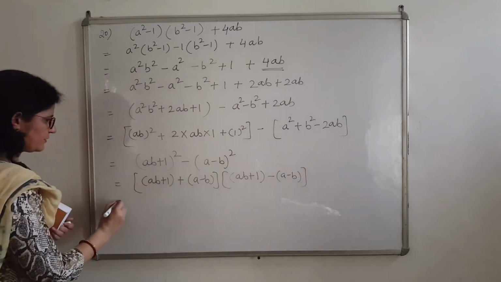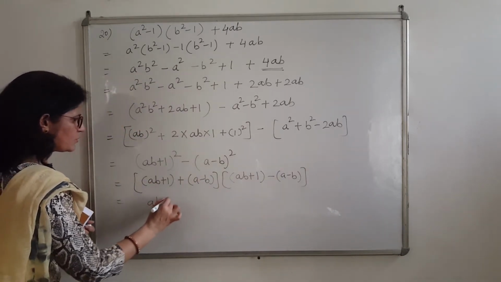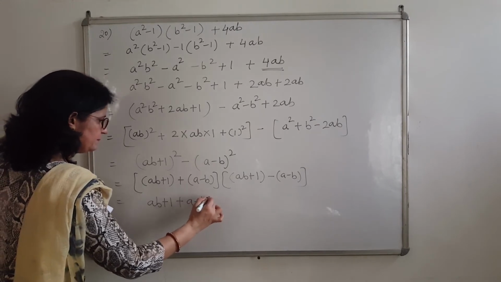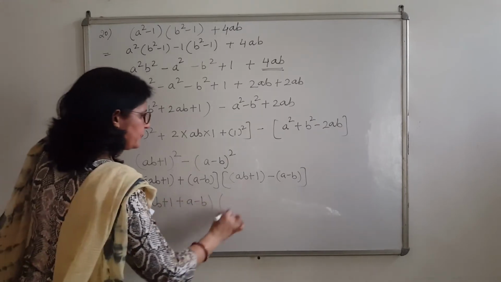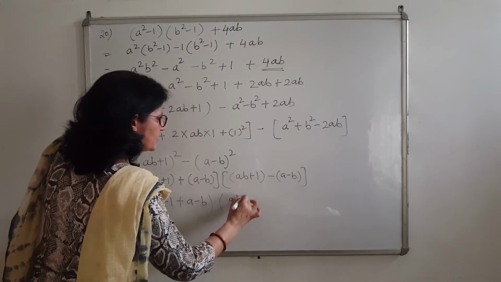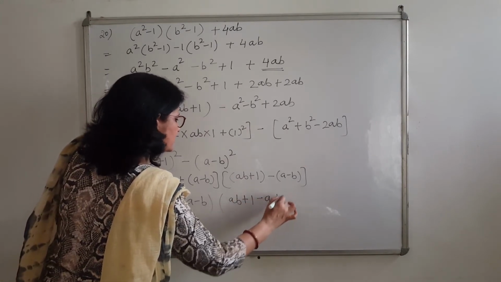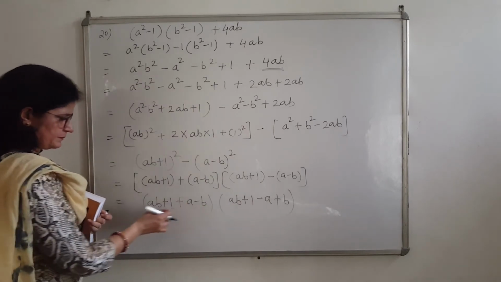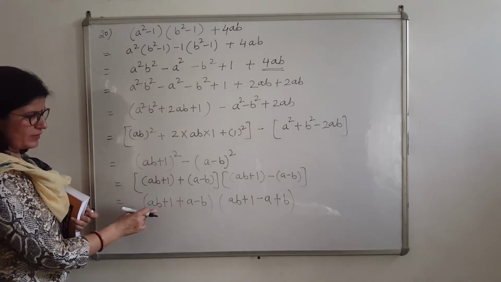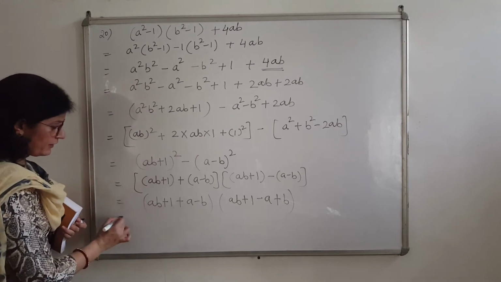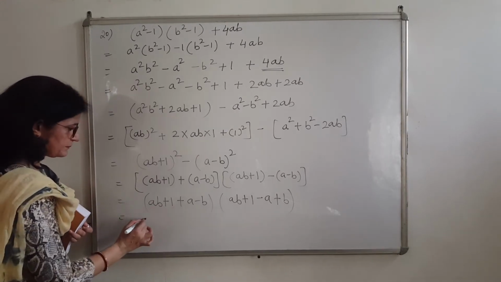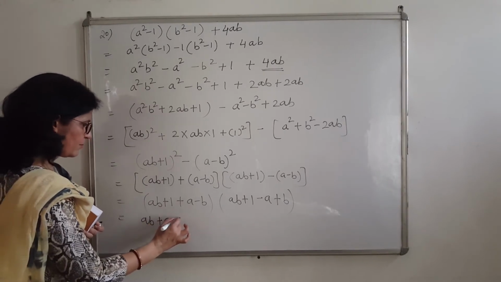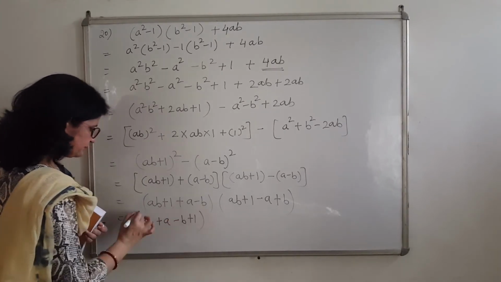Now open the bracket. ab plus 1 plus a minus b, and here ab plus 1 minus a plus b. Can you factorize further? If you take them together, what will be common? A is common. We'll try whether it is possible or not. ab plus a minus b plus 1.